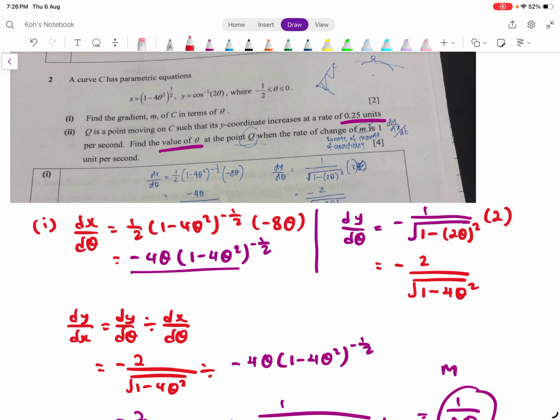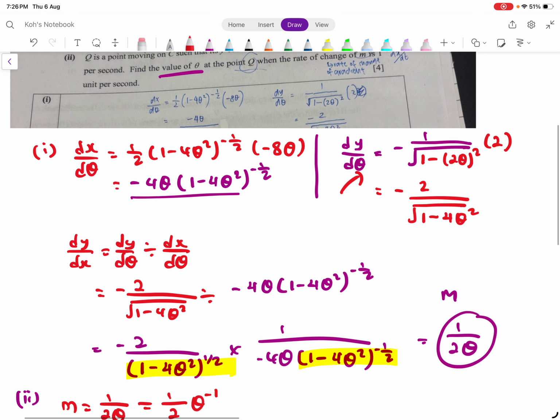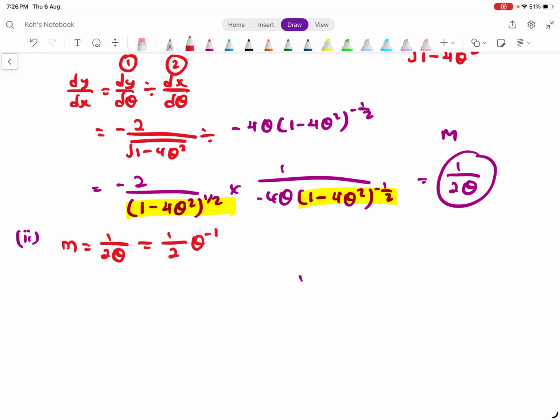First we use dx/d theta, then we use dy/d theta. When you do the differentiation of cosine inverse, you use the MF27. After that, you can use dy/dx, because dy/dx is equal to dy/d theta divided by dx/d theta. So you do the manipulation. Hopefully you are able to get dy/dx to be 1 over 2 theta. So that is 1 over 2 theta for the very first part.